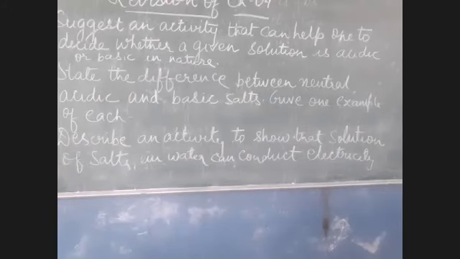All alkalis are bases, but all bases are not alkalis because only such bases which are soluble in water are called alkalis. Give one example. Always write an example. Example, sodium hydroxide is alkali because it is soluble in water, but potassium hydroxide is not alkali because it is not soluble in water.